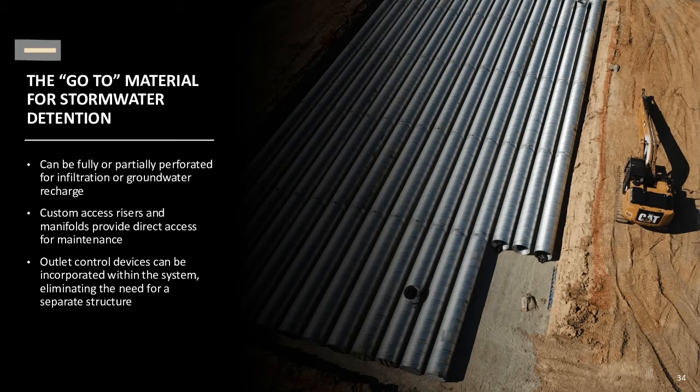Also, many different types of outlet control devices can be incorporated within the system, eliminating the need for a separate structure. A lot of times, outlet control devices would be placed into a manhole at the end of some other types of systems. Those can typically be directly integrated within the corrugated steel pipe system. Weirs or other flow controls can be fabricated directly in, thereby saving time and costs.